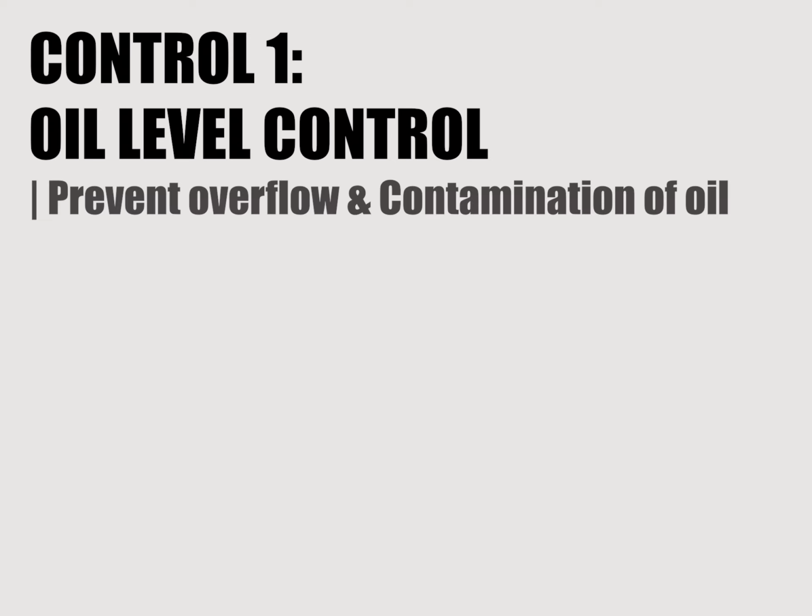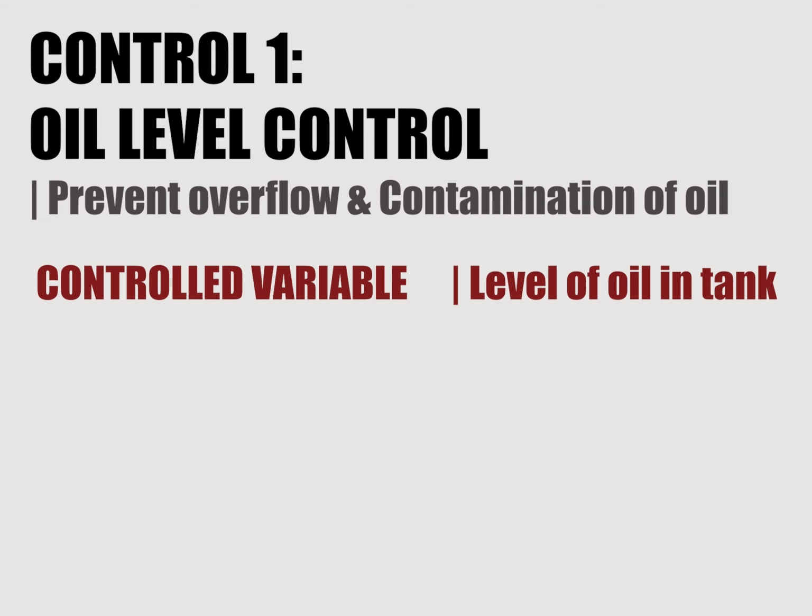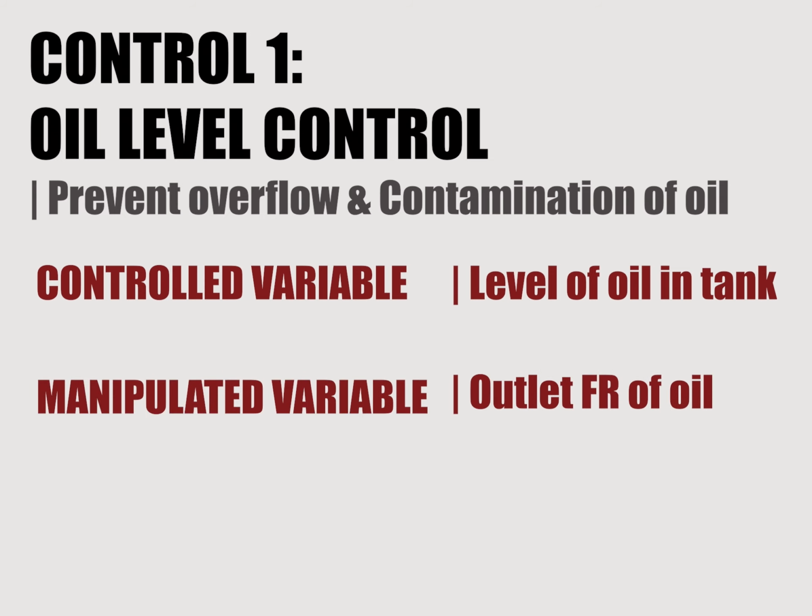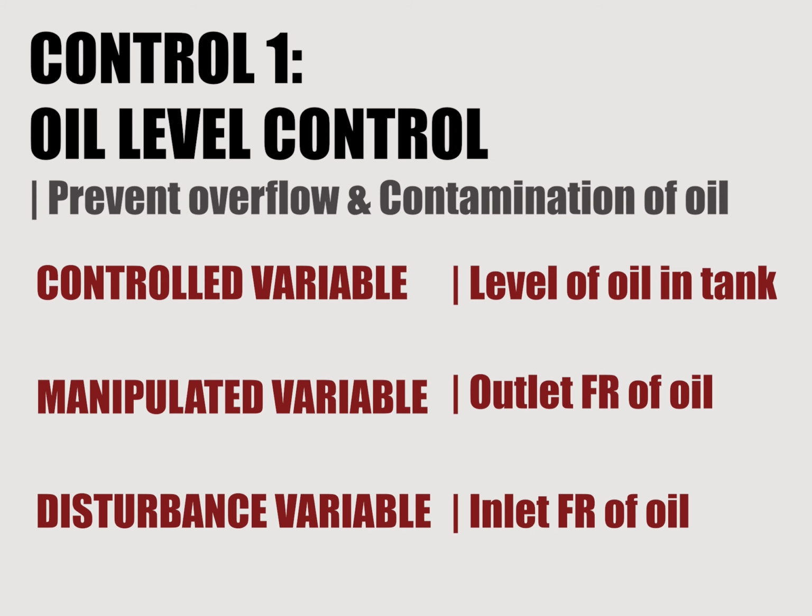The objective of level control of oil is to prevent overflow and contamination of oil at the storage tank. The control variable, which is the level of oil in the chamber, can be controlled by manipulating the outlet flow rate of oil. The disturbance variable is the inlet flow rate of oil.